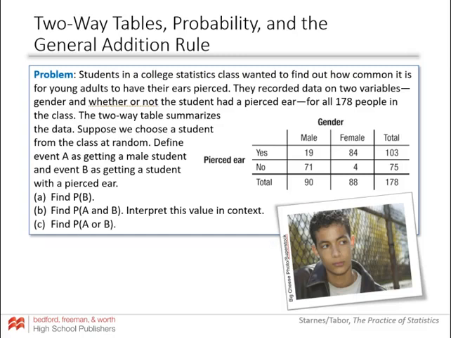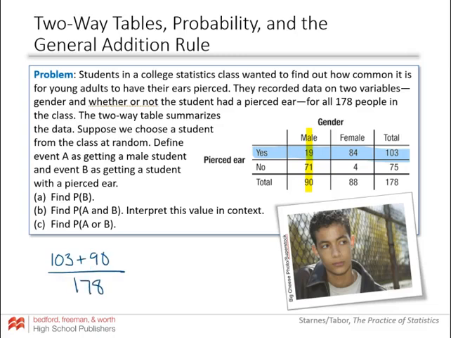And then the last one, this is where the reason we want to look at these two-way tables comes in. If I say the probability of A or B, well, A is getting a male student. That'd be anyone in this column, and that's 90 people. And B would be anybody with a pierced ear, so that's this row, so that's 103. When we did our OR probabilities before, we simply added those probabilities together. So 103 plus 90, and we put that over the 178 total.